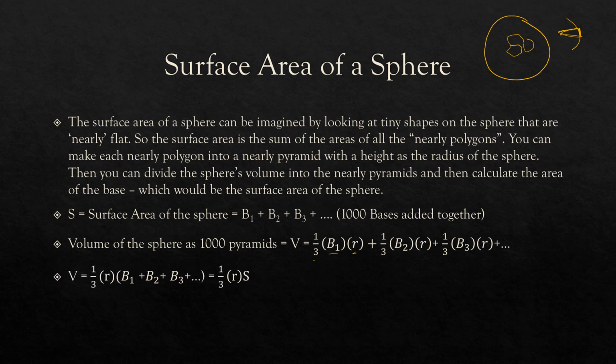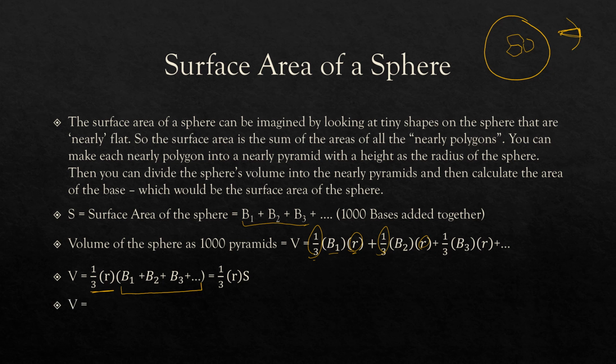So here is just kind of a little bit condensed. We could take the 1/3 and the r from each of these pyramids and factor it out and put it in front. And then we could say all of these bases are added together. What were all of these bases added together? Well, that was the original surface area of the sphere that we had said. So 1/3 r times the surface area of the sphere is what the volume of the sphere is.